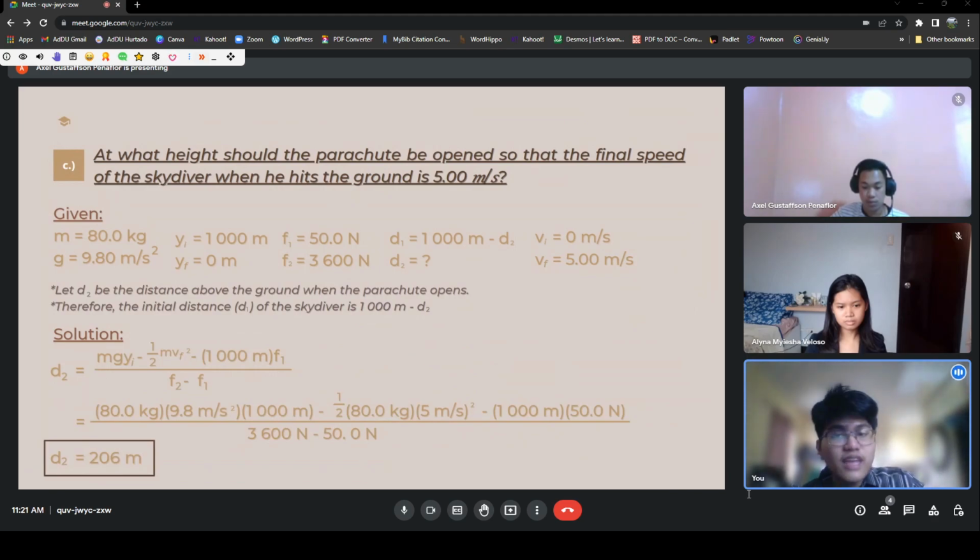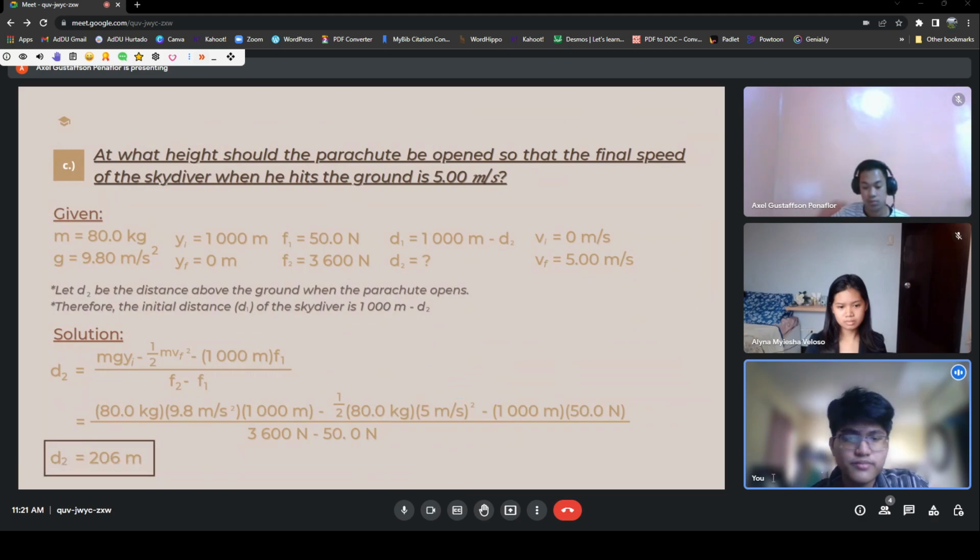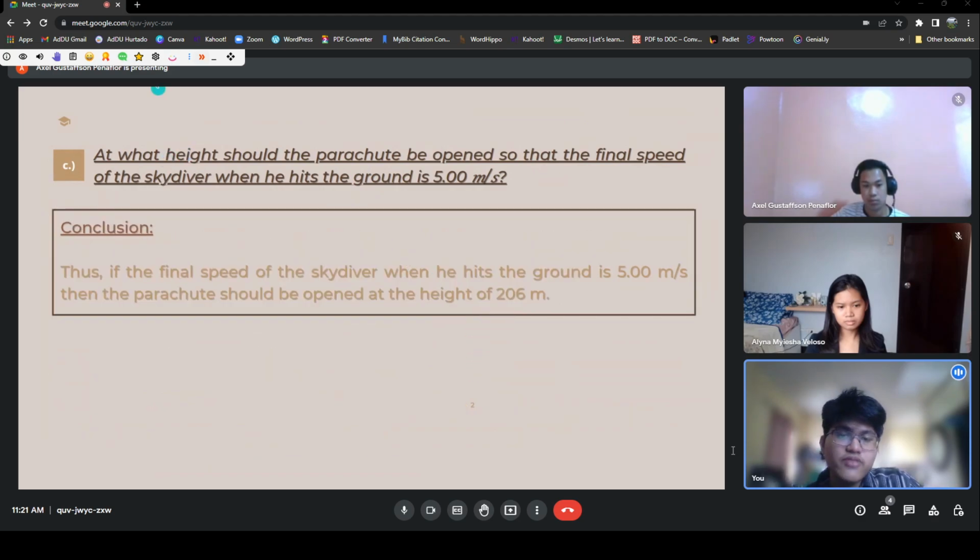We then substitute the given values into the equation, which results in the parachute opening height, when the final speed is 5 meters per second, of 206 meters. Thus, when the final speed of the skydiver is 5 meters per second when he hits the ground, the parachute should be open at a height of 206 meters.